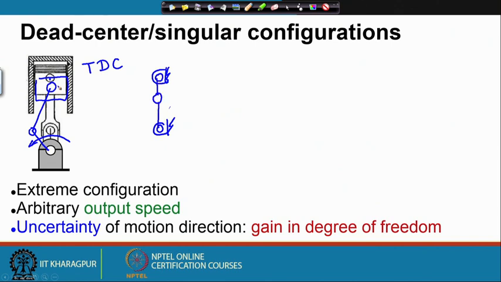Now, the piston is stationary. So, maybe I can think of it like this. Here this has a tendency to move, as you know. Now, as the piston comes down, I can move to this configuration shown in blue, or I can move to this configuration as I show in red. So, this is the uncertainty. The crankshaft can either go counterclockwise or clockwise. Of course, in an actual engine, this is prevented by the flywheel. It has momentum and so the crankshaft moves only in one direction. But otherwise, imagine that this is just a mechanism, a 3R 1P mechanism, then there is this uncertainty in motion.